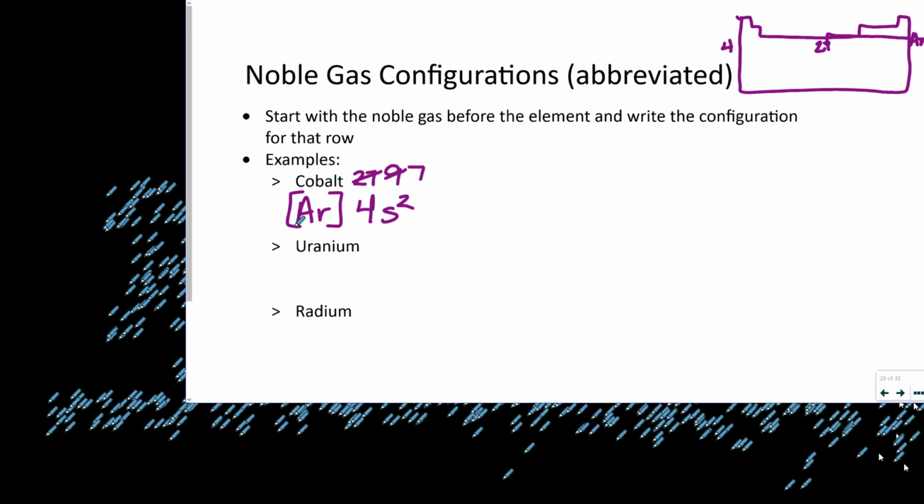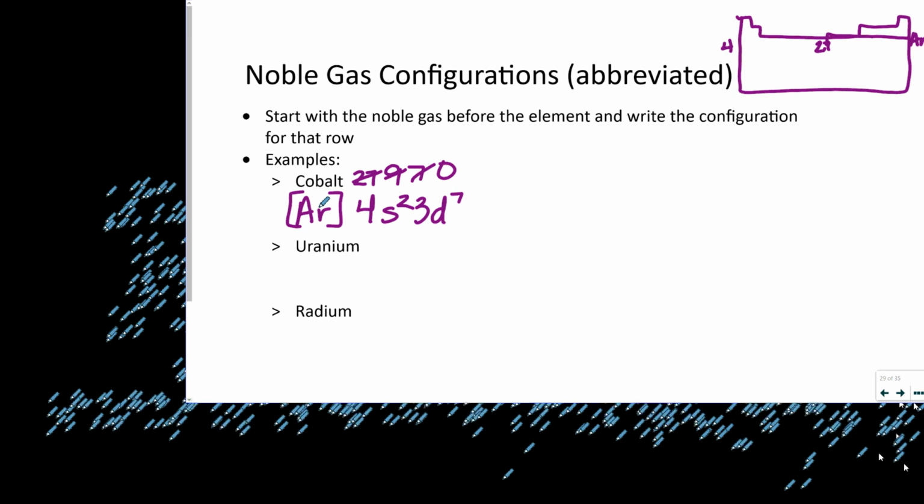So after 4s is 3d. And we can put those 7 electrons in there. And then we are out of electrons, so we're finished. So that did save us some time writing that out.